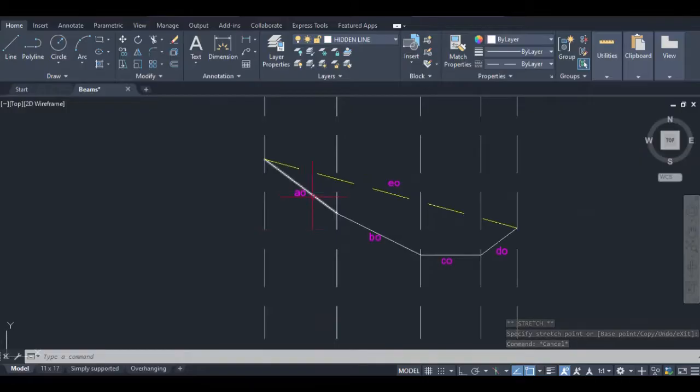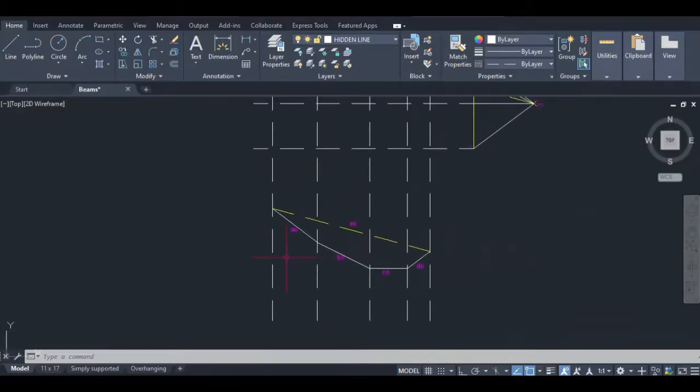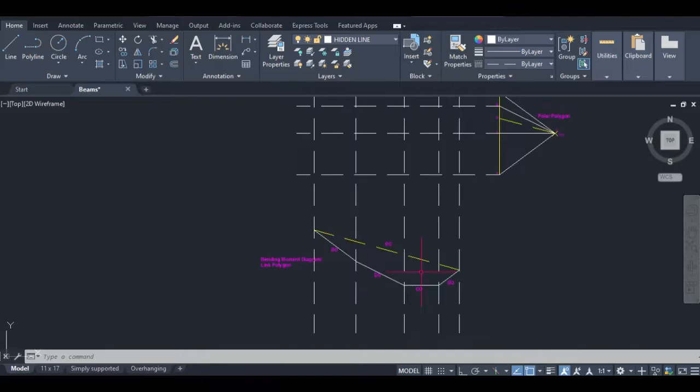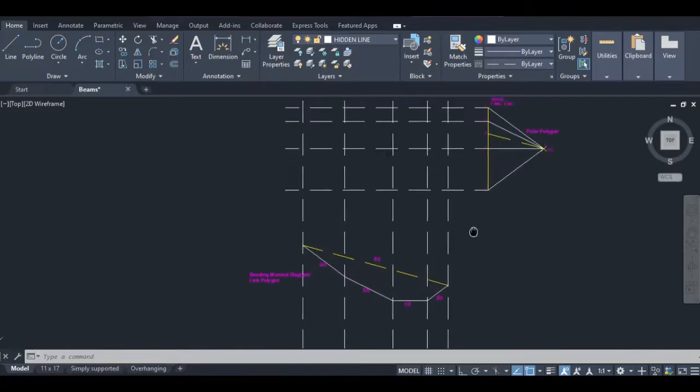Good, so we're seeing AO, BO, CO, DO, EO. And this now is our link or funicular polygon, otherwise known as our bending moment diagram. So we have done one drawing, and I can tell you that we already have the value for the reactions from a graphical standpoint. Let me show you now.